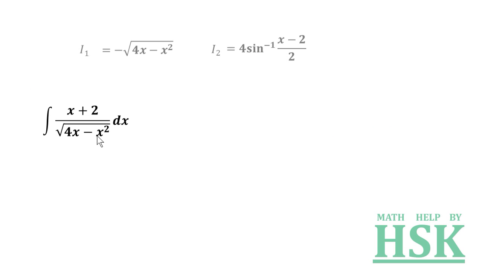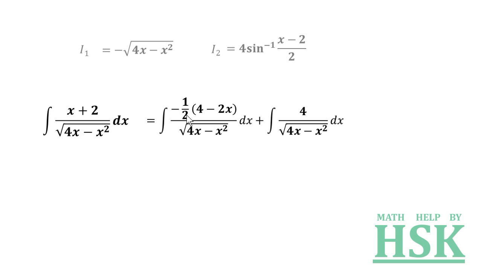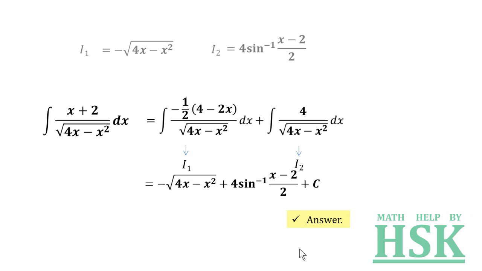Okay, now since we have solved I1 and I2 and the given integral was x plus 2 upon square root of 4x minus x square dx, this we have written as equal to integration of these two terms, that is I1 and I2. Placing the value of I1 and I2, the value of integration of the given function is equal to minus square root of 4x minus x square plus 4 times sine inverse of x minus 2 upon 2 plus c, which is my required answer.